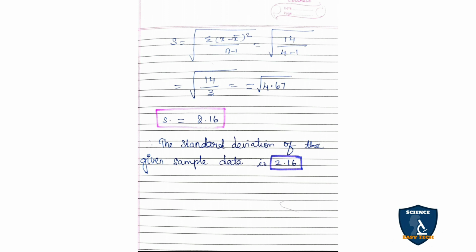So this is not a perfect square number. So with the help of a calculator, you have to calculate the square root. So your standard deviation will be 2.16. So the standard deviation of the given sample data is 2.16.